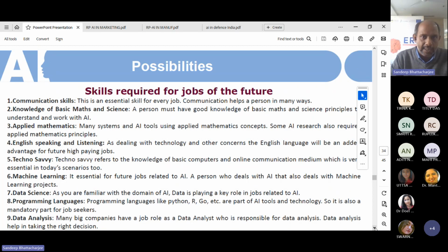So what are the skills required for jobs of the future? Very important area. I think everybody should be interested in this.